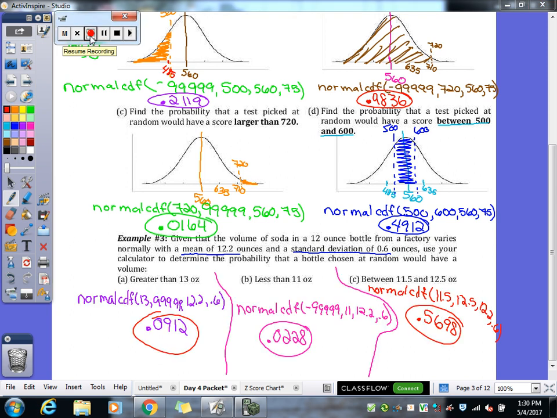All right, so these are the answers you should have gotten. For A was 0.0912, B was 0.0228, and C was 0.5698.